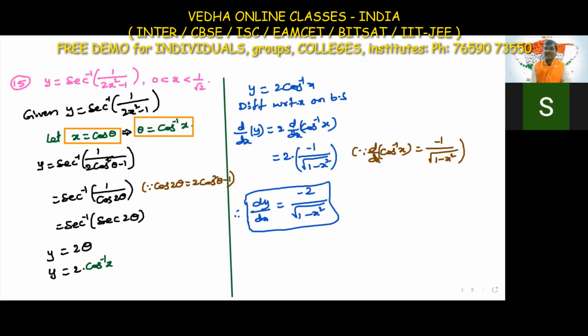Yes, sir. In the third step, secant theta into 1 by cos 2 theta is there, right? How is that cos 2 theta? Yes, ma'am, for cos 2 theta we have the formula. Cos 2 theta is 2 cos square theta minus 1. It is a trigonometry formula. So cos 2 theta is equal to 2 cos square theta minus 1.